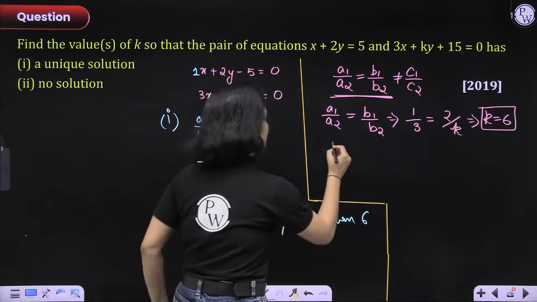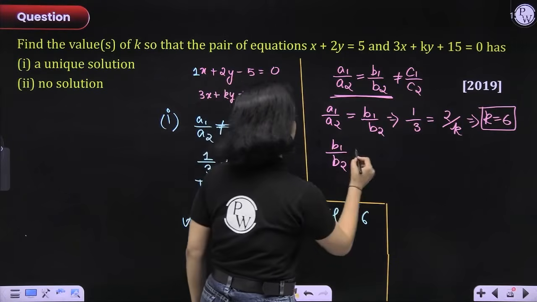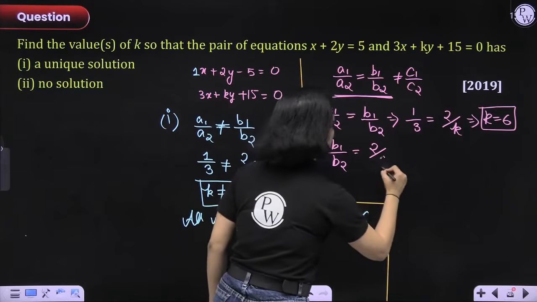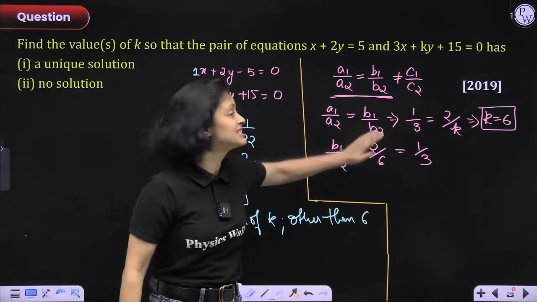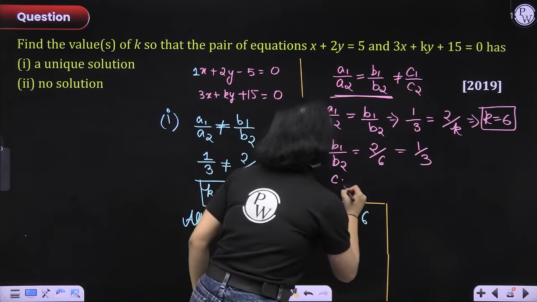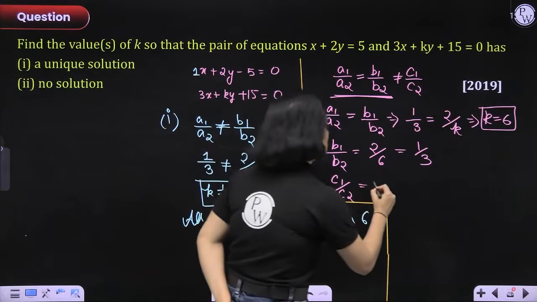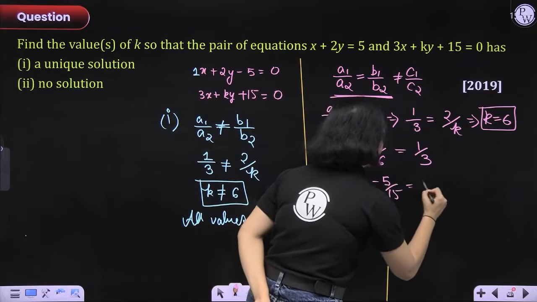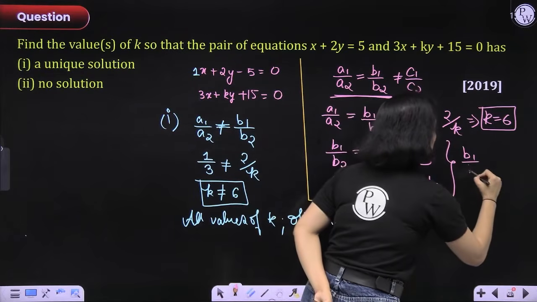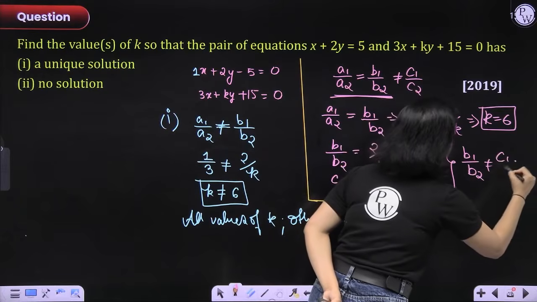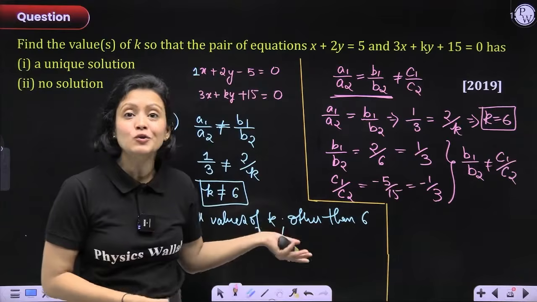So let's check b1 by b2. What is b1 by b2, everyone? You can see that it is 2 by k, right? 2 by k, and k came out to be 6. So 1 by 3, we are doing nothing. We are just plugging in the value of k as 6 in b1 by b2, and then we'll figure out c1 by c2. What is c1 by c2, everyone? Negative 5 over 15, right? So negative 5 over 15 clearly is negative 1 by 3. So from both of these, you can say that, okay, B1 by B2 is not coming out to be equals to C1 by C2, and this is what we required, right?